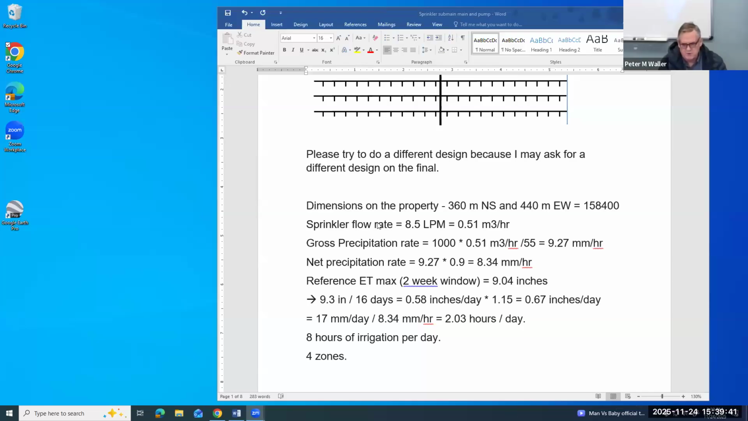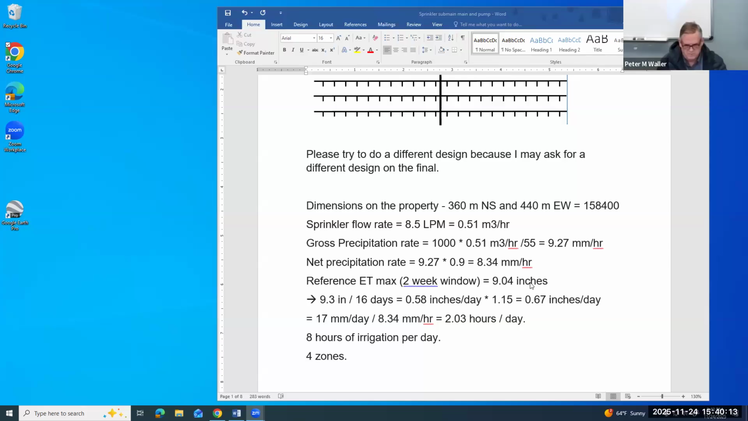Okay, so if you remember, we picked sprinklers with an 8.5 liters per minute flow rate. And so our gross precipitation rate, based on 55 square meters area covered by each sprinkler, which was 9 by 6 meters, and this 8.5 is 0.51 meters cubed per hour, is 9.27 millimeters per hour. And then our net precipitation rate is 8.34 millimeters per hour.